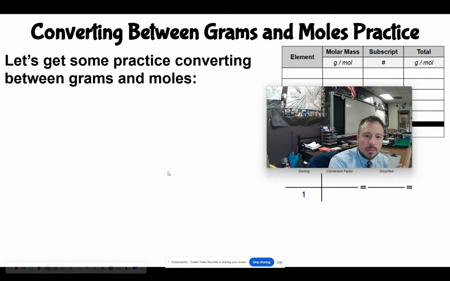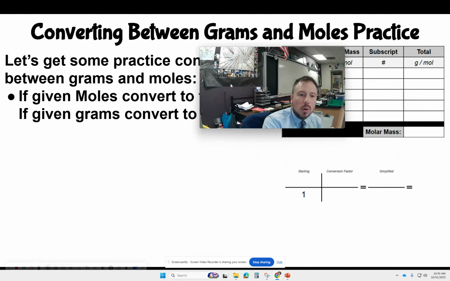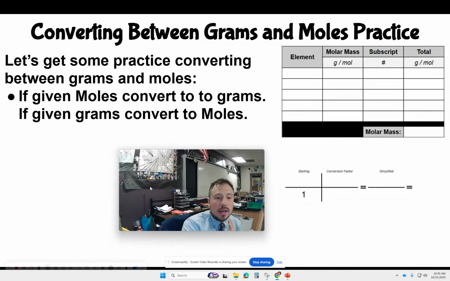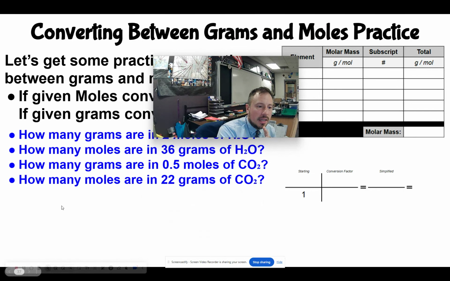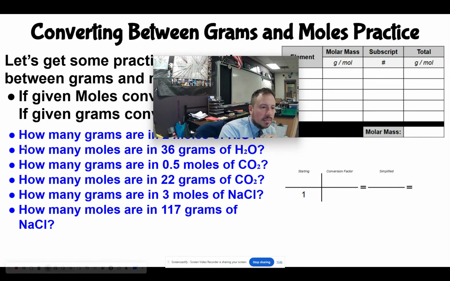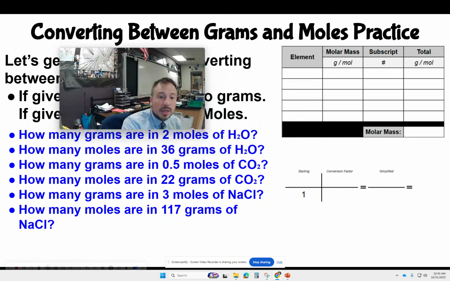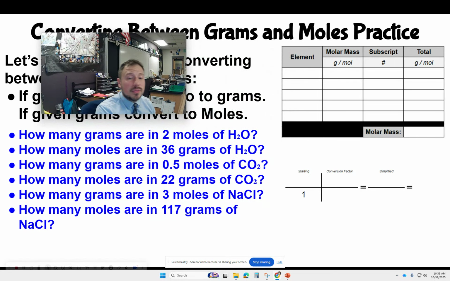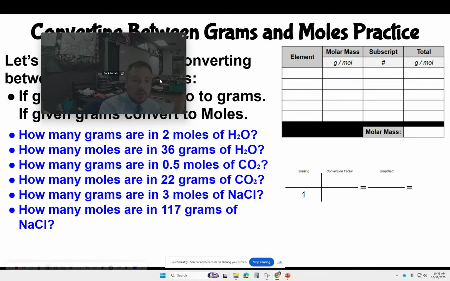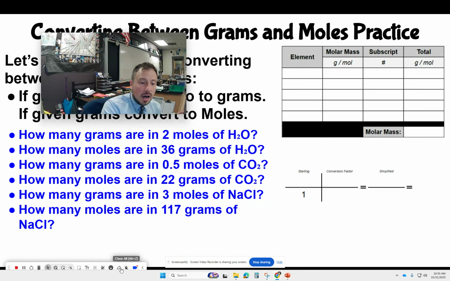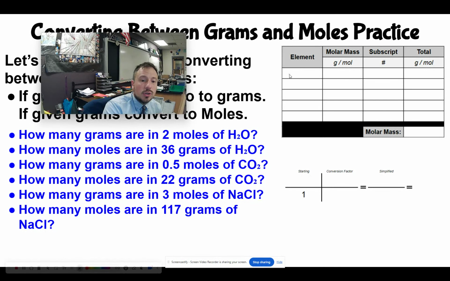So here are some practices. If given moles, convert to grams. If given grams, convert to moles. And here are 6 problems that we can do. I'm just going to help you set up the first 2. So the first thing that you do is you find the molar mass of whatever that substance is. I'm going to do water. So the first 2 are water, H2O.